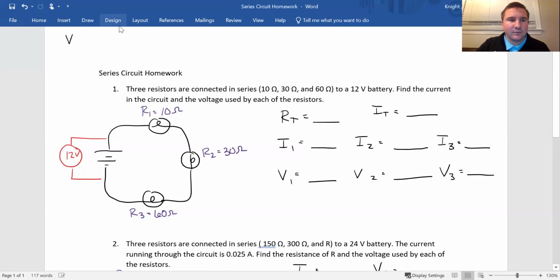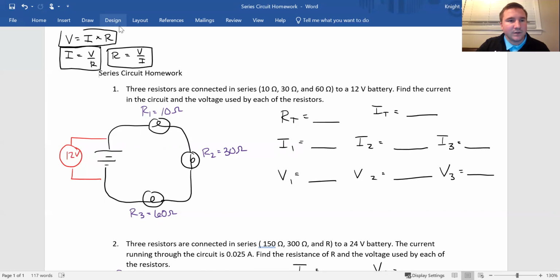So I'm going to write Ohm's law up at the top. It's three versions: V equals I times R, I equals V divided by R, and R equals V divided by I. Those are my three versions of Ohm's law. So we're definitely going to use those. And we're also going to use the three things that we know about series circuits.